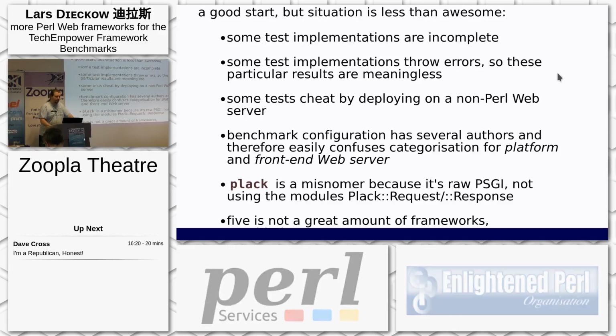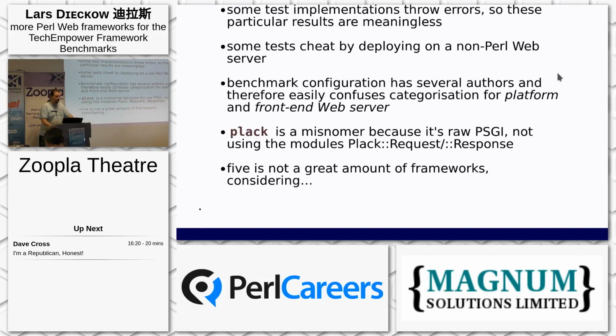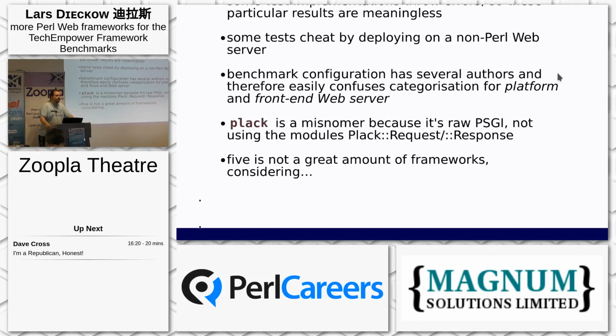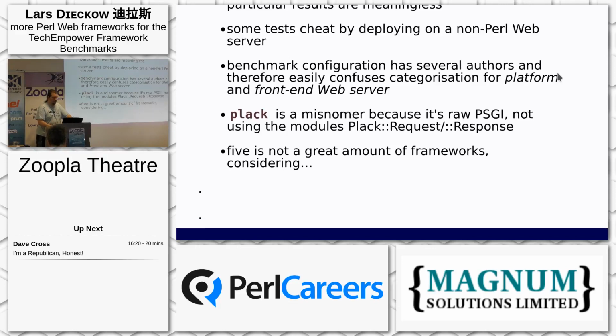So some tests cheat by deploying on a non-Perl web server. It's mostly pointless, because we want to see how fast Perl itself can be. And the benchmark configuration has several authors and therefore easily confuses categorization for platform, front-end web server. Yeah, this means that in the current results available on the main web page, the filters are wrongly labeled. This is the consequence of that.